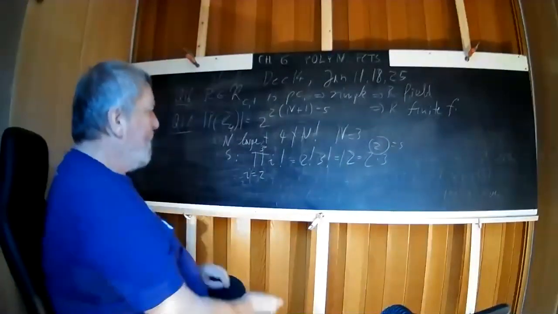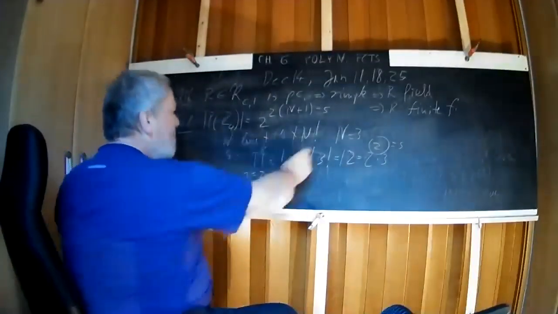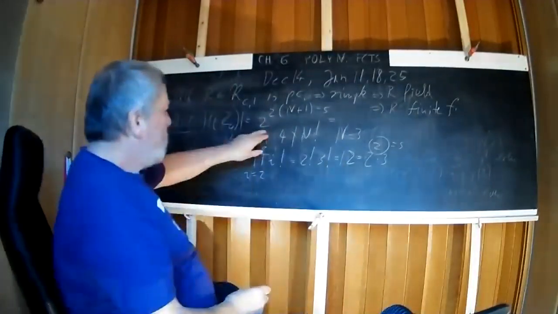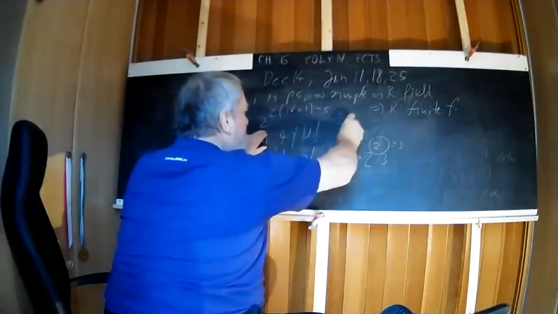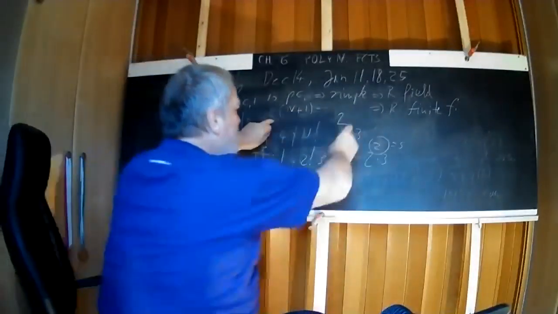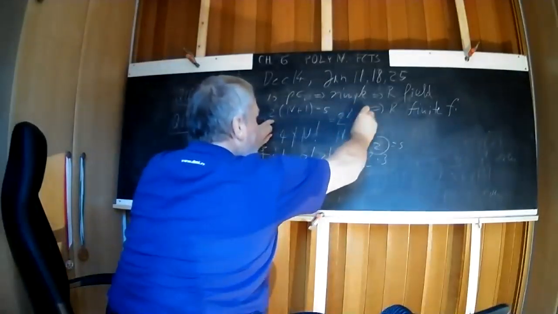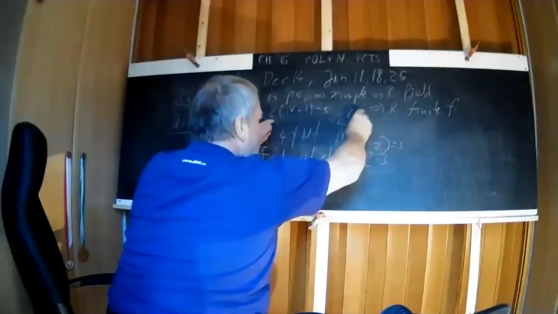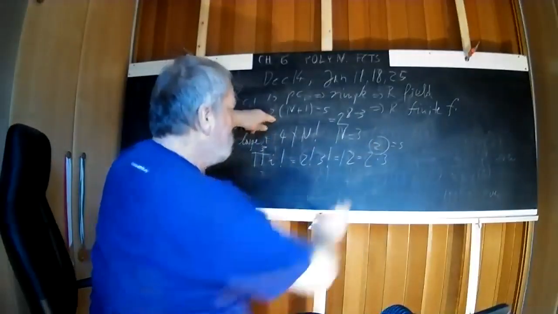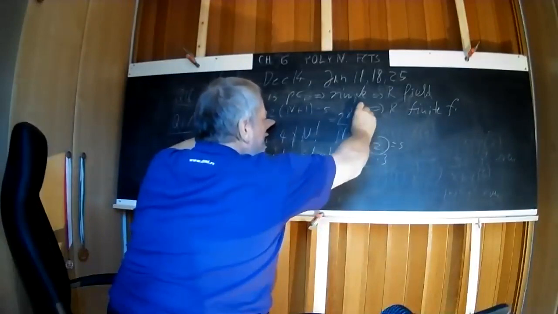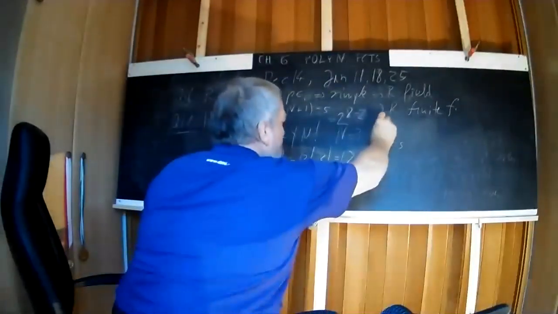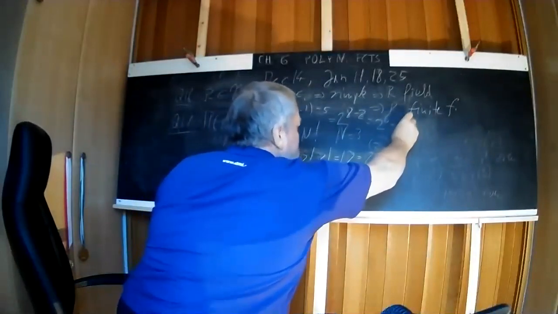And if you plug in these values, then you get as a result 2 to the power of 2 times n plus 1, that's 2 times 4 is 8, minus 2. So it's 2 to the 6, which is 64.